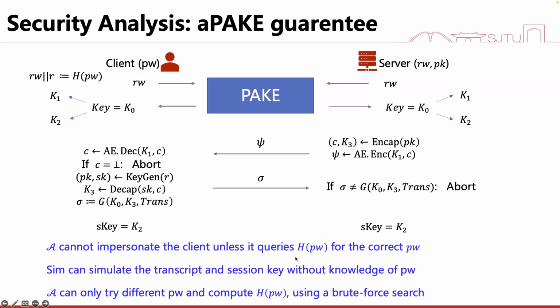So the only way for A is to try different passwords and query each password using a brute force search. And this is exactly what APAC wants.